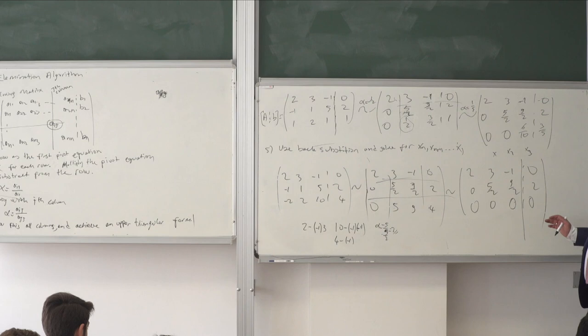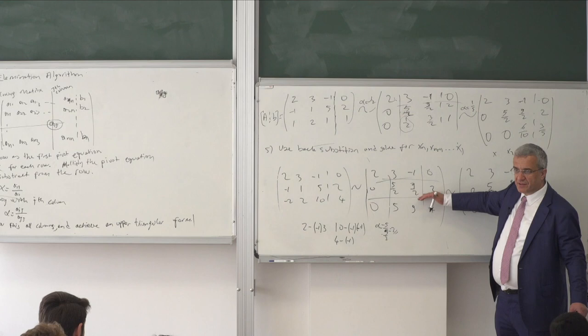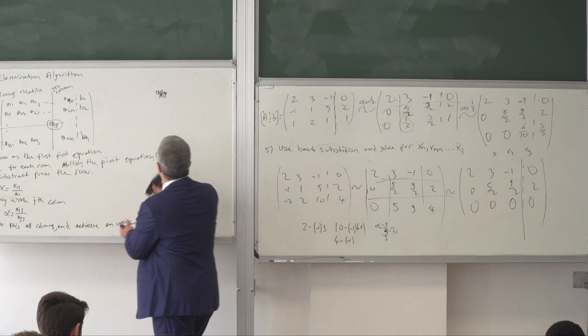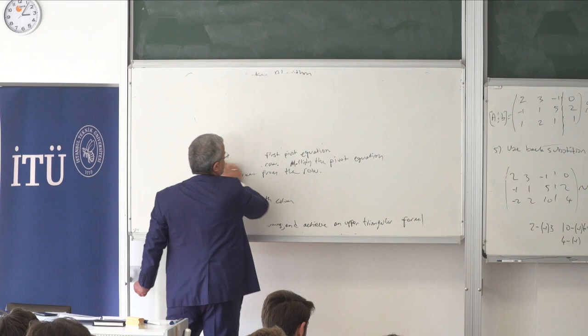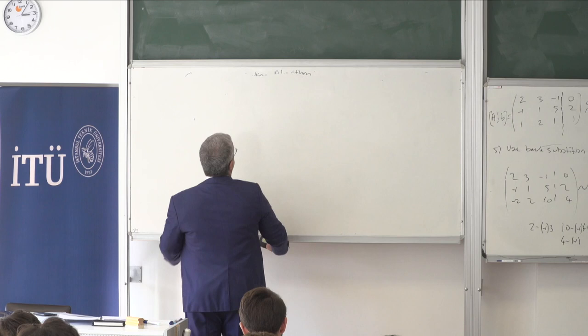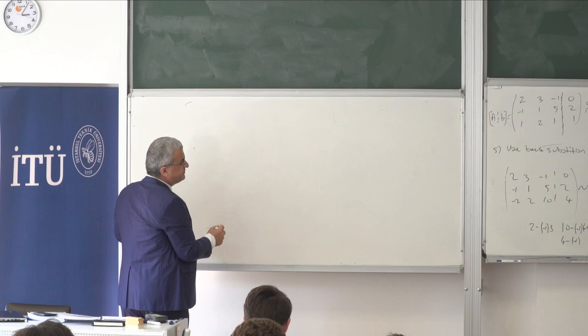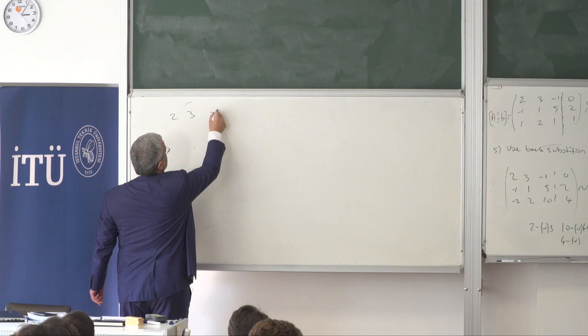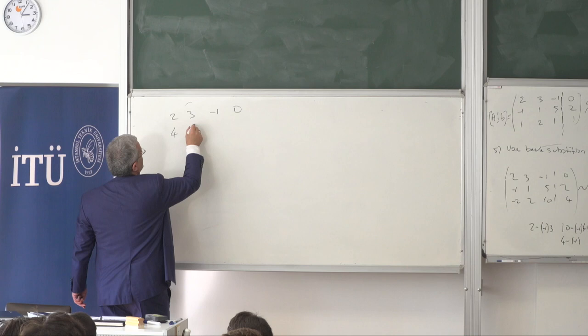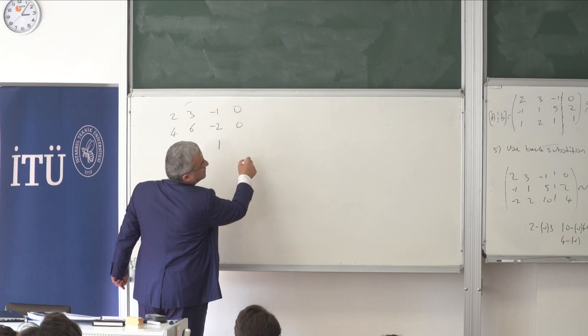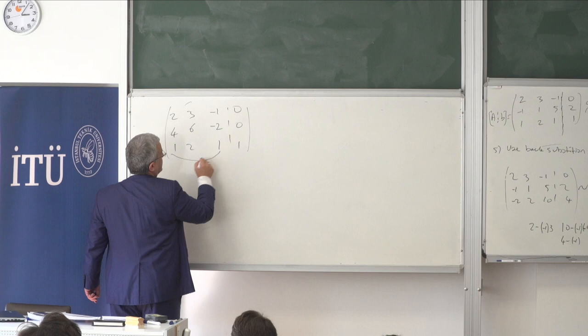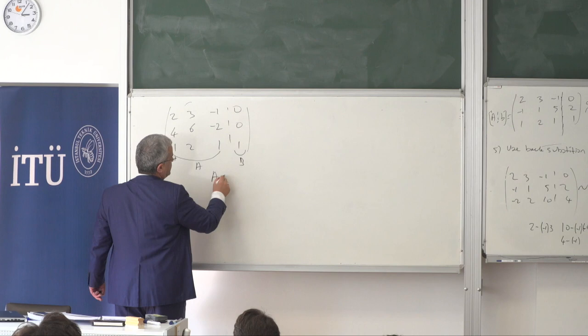I could have repeated the same row. Let's do that, and let's see what it's going to cause, okay? So we are illustrating what could go wrong in different examples. Not wrong, I mean, but exceptions, okay? These are called exceptions. You have the normal things and you have exceptions. Let's take, again, 2, 3, minus 1, 0. And you have here 4, 6, minus 2, 0. And the third one is 1, 2, 1, and 1. Okay? So this is A, and this is B, and X is hidden, right? AX is equal to B.